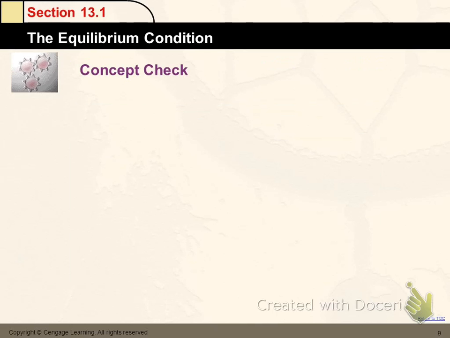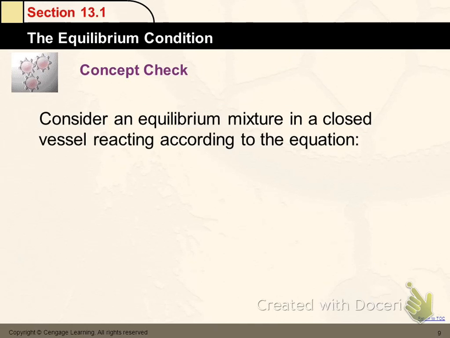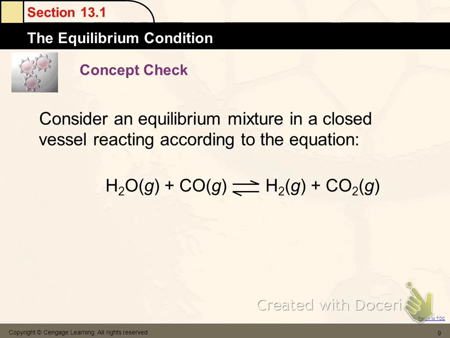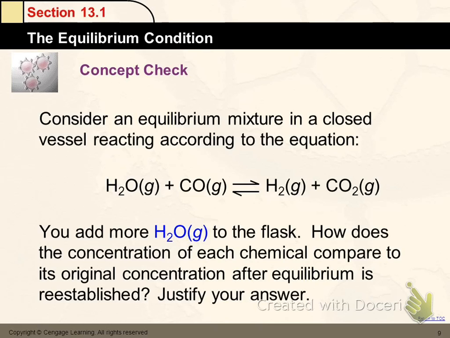Now, quick concept check. If we consider an equilibrium mixture in a closed vessel, this is the reaction that's going to actually take place. Water plus carbon monoxide breaking down into, or forming, hydrogen gas and carbon dioxide, and also reforming back and forth. Now, if I add more water to the flask, how does the concentration of each chemical compare to the original concentration after equilibrium is reestablished? You actually want to take some time and write this down so that when you come into class, you're ready and you have something as a response.